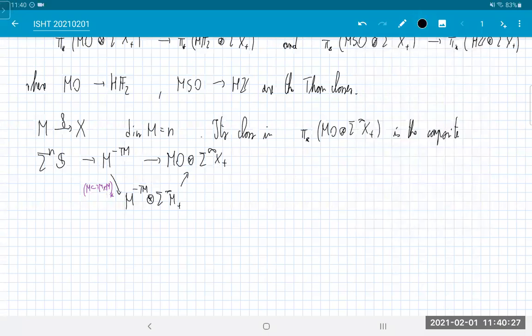Okay, but now we compose with the Thom class to HF2. And this is equivalent to composing with the Thom class there.